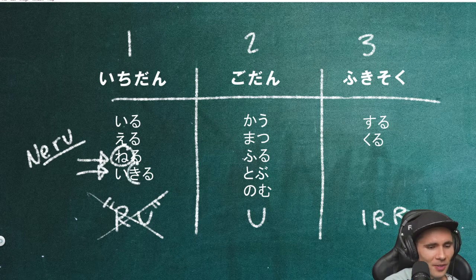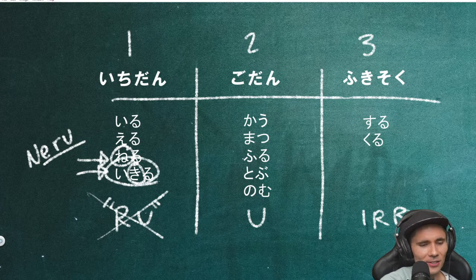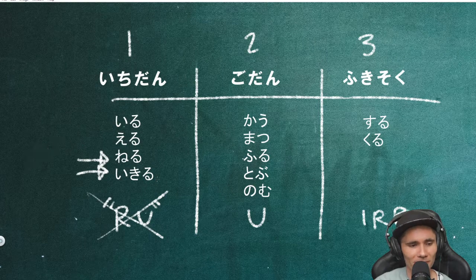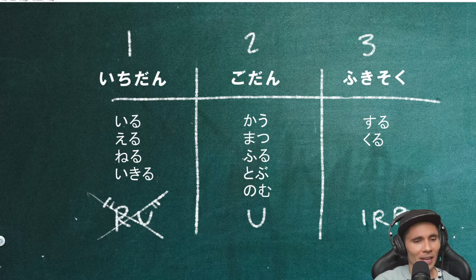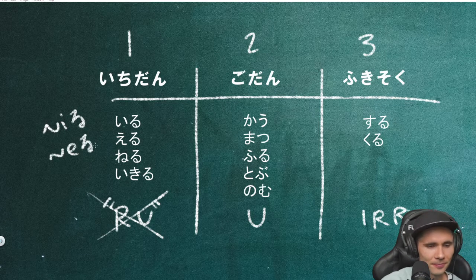So the E sound in ki is the hint that lets us know that ikiru is an ichidan verb. Okay, cool. So let's recap. How do we know what an ichidan verb is? It ends in either iru or it ends in eru.